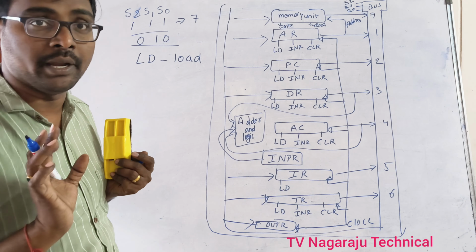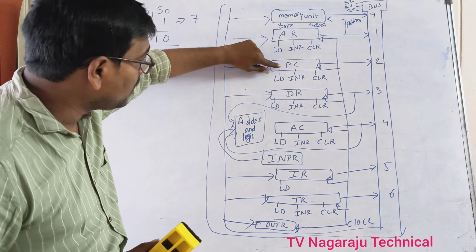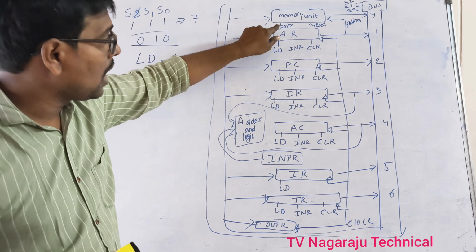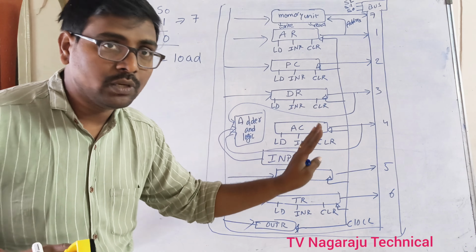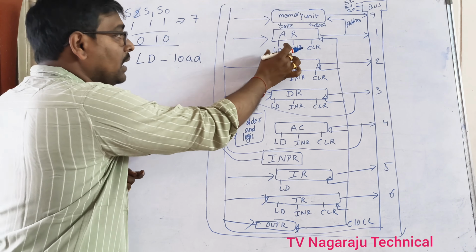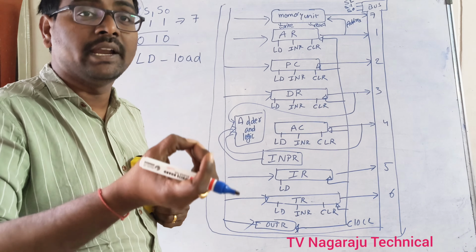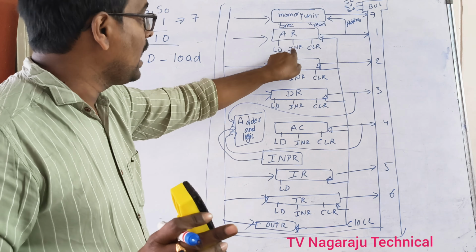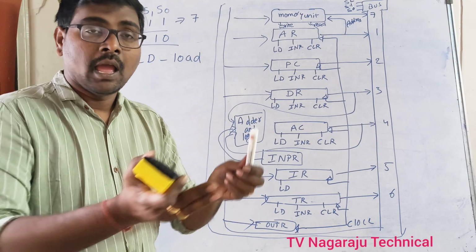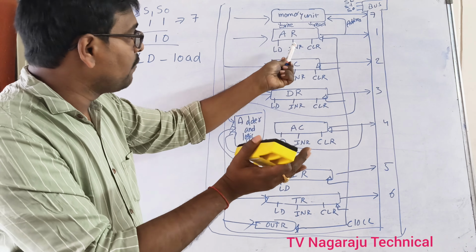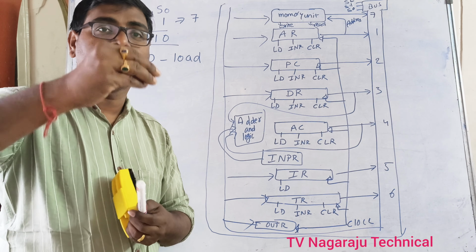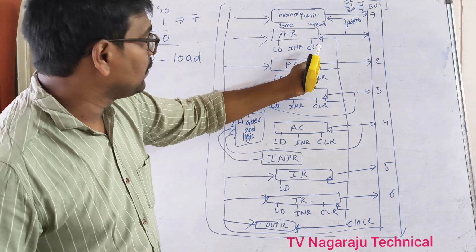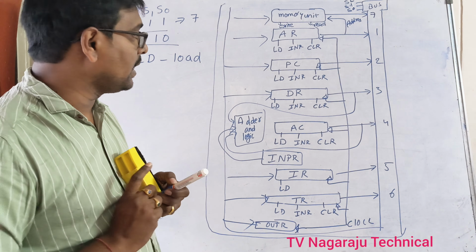Now the registers AR, program counter, data register, accumulator and temporary register, all these five registers have 3 control inputs. What are those? Load, which can receive the data. Understand carefully, it receives the data whenever the load is active. INR means increment. After execution of an instruction, if INR is enabled, it automatically moves to the next instruction. And if you want to clear the content, if CLR is active, it clears the content.